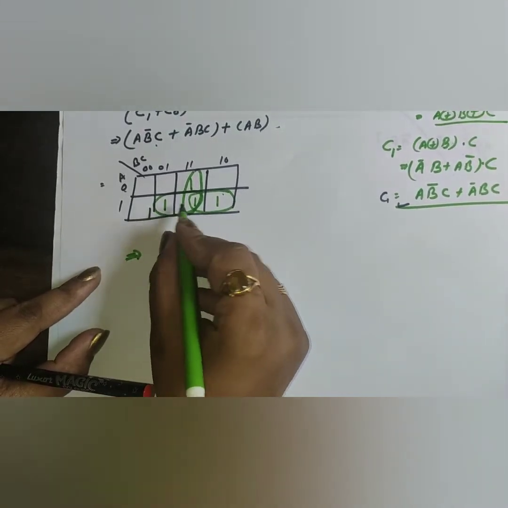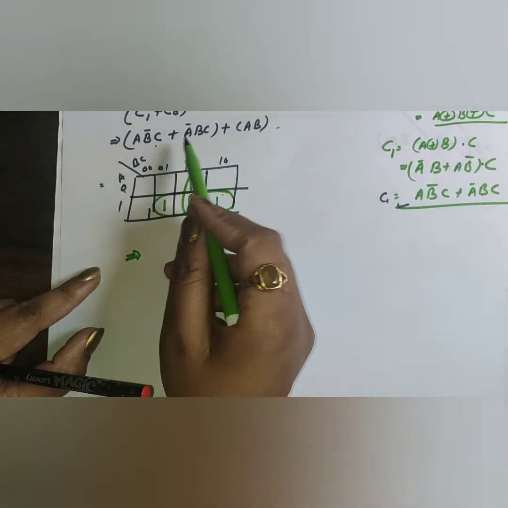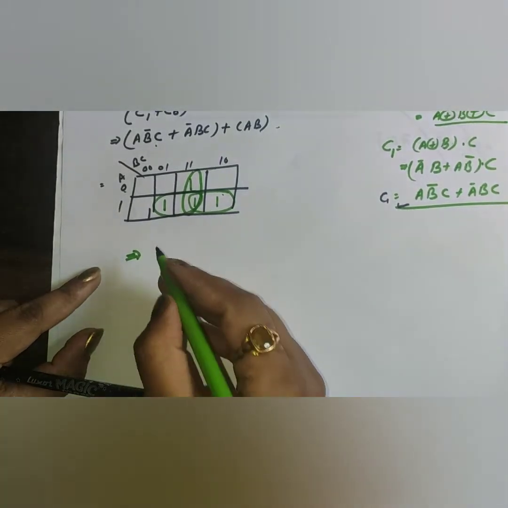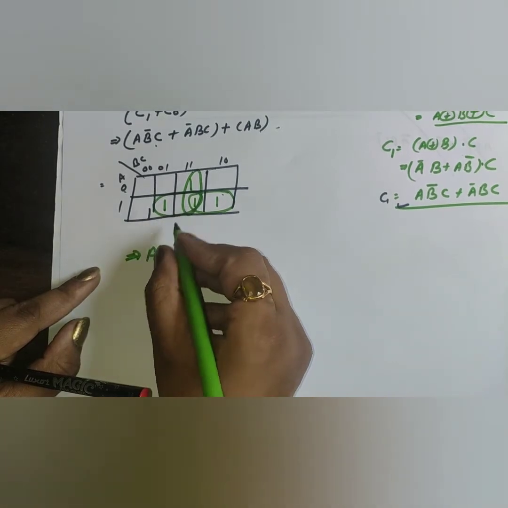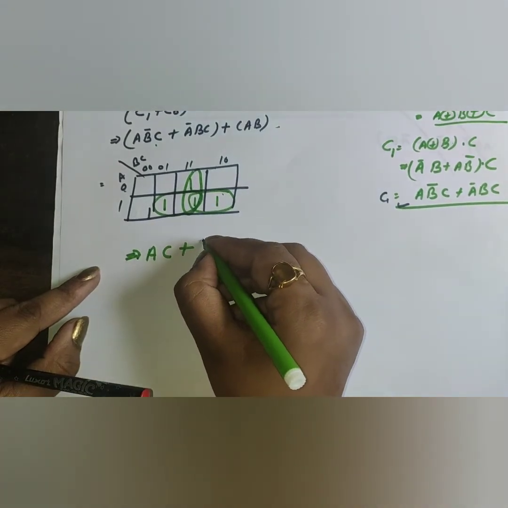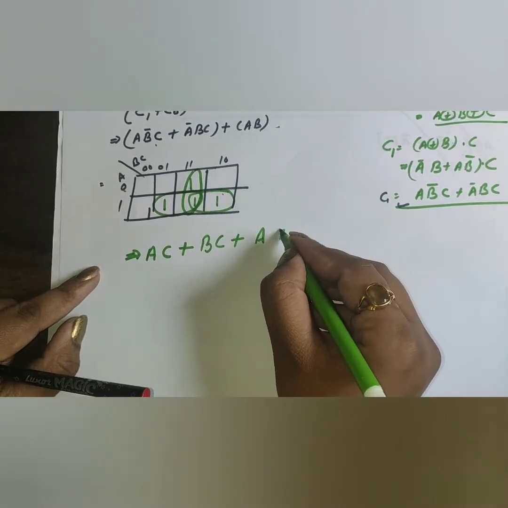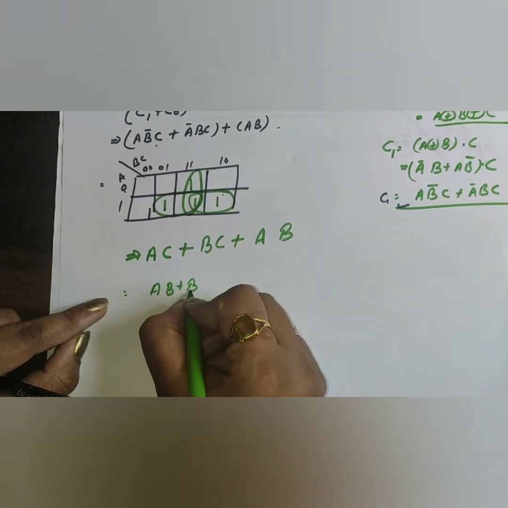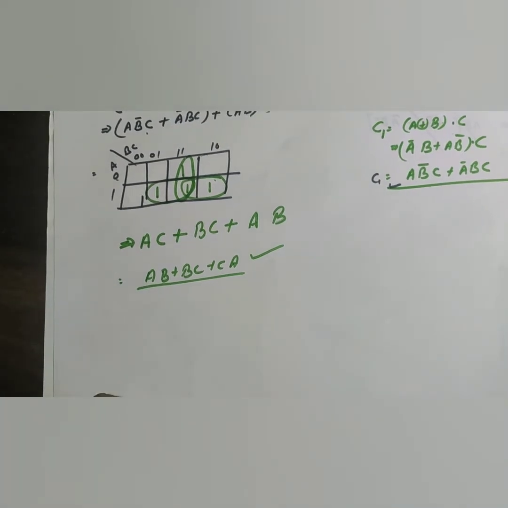You can solve this algebraically also, but it will take extra time, so we make a K map and then get the answer. From this group we get A and C, from this group A is gone and only BC remains, and from this group we get A and B. So the answer is AB plus BC plus CA. This is the output carry of the full adder. Okay.